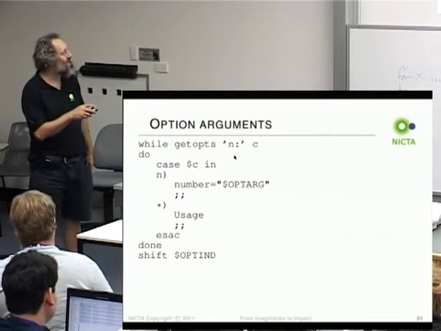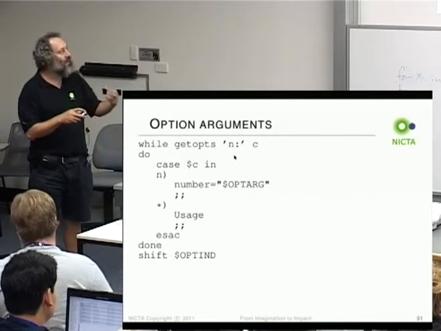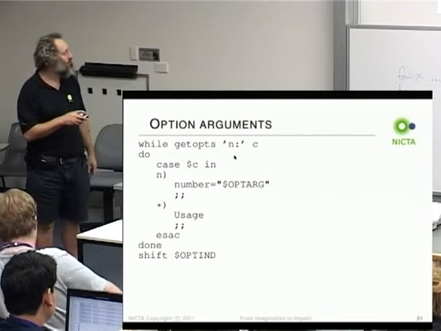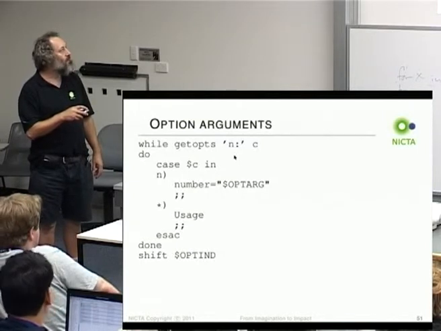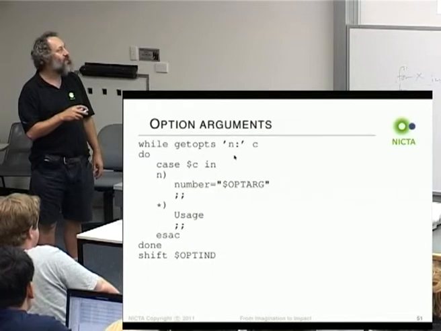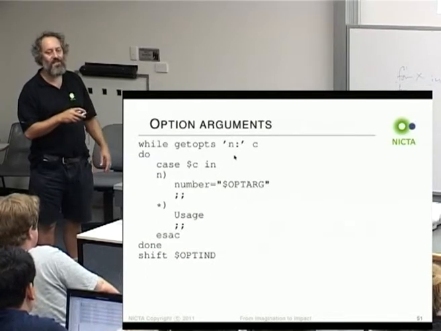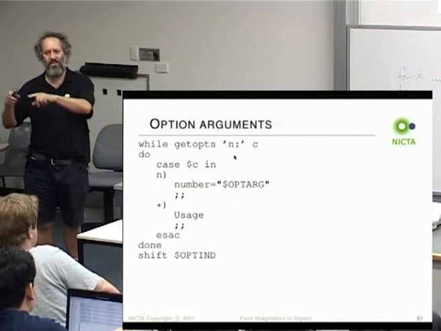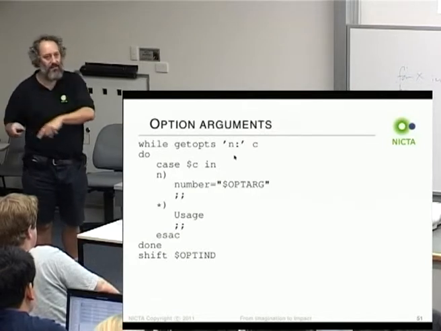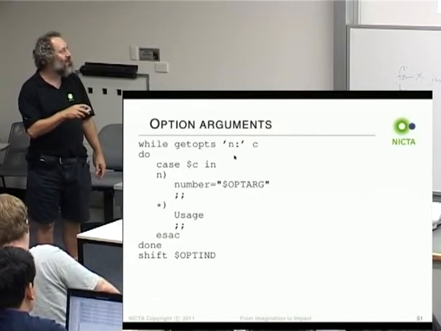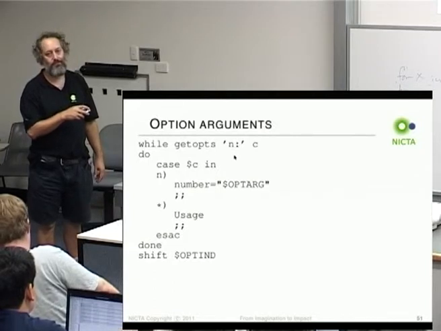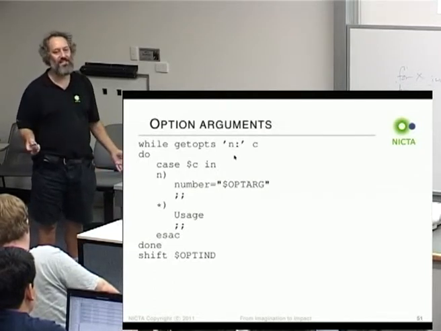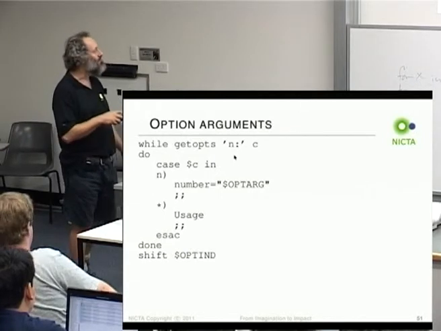for things that match that string. And while it finds them, it'll keep on going. It then sets C to one of these, the option it is. So if you say shell thread dash n 3, then in that case, OPTARG will be set to 3, and C will be set to n. I'm not expecting you to understand this totally until we start using the thing, but yeah.